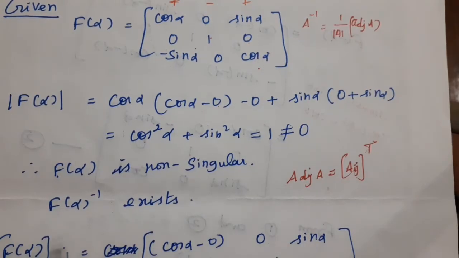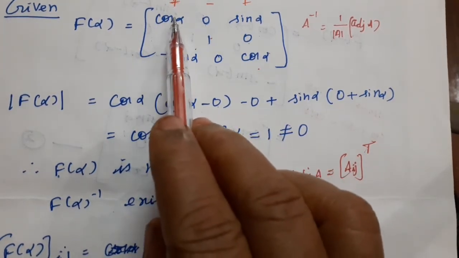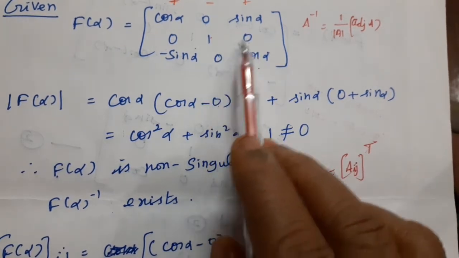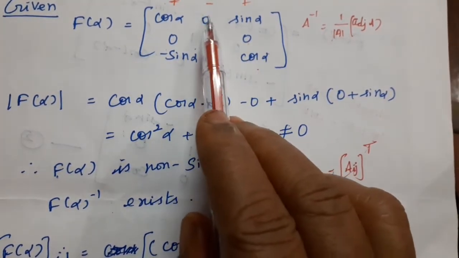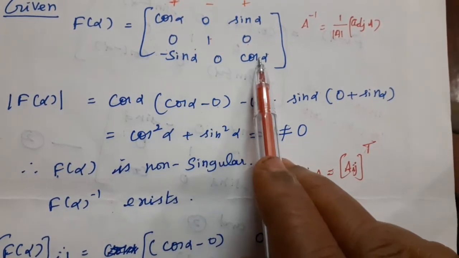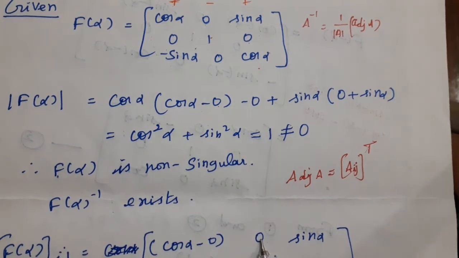See how to find the adjoint of A. Adjoint of A is nothing but f of alpha ij. So take first cos alpha, that a11. For a11 you leave that row and the column, 1 into cos alpha minus 0, 0 ones are 0. Next come to the second one, 0. 0 means you leave that row as well as column, 0 into cos alpha minus 0 into sin alpha. Second element is 0.